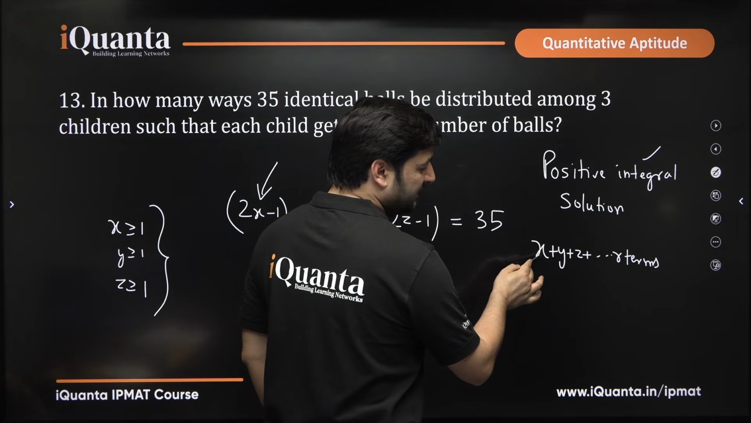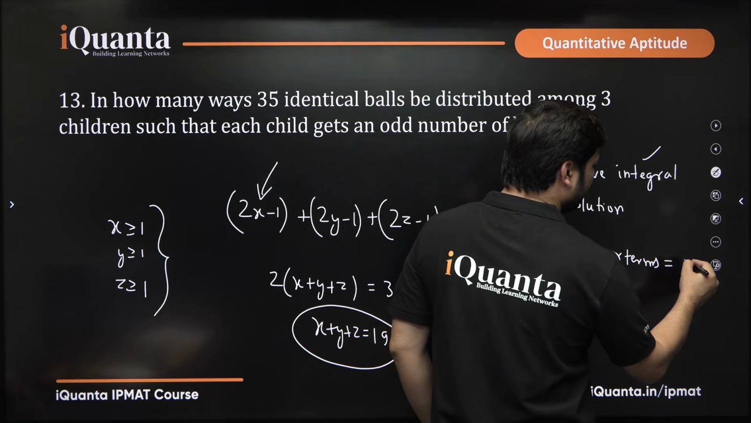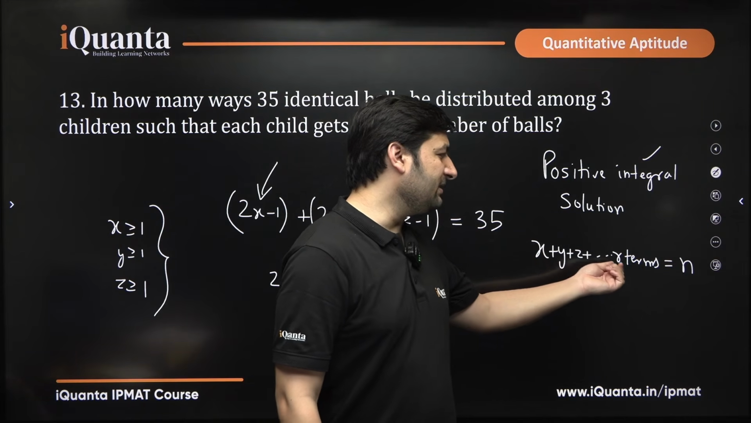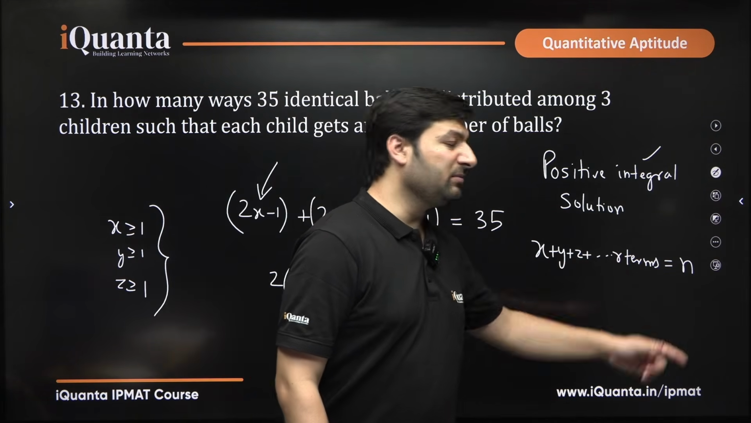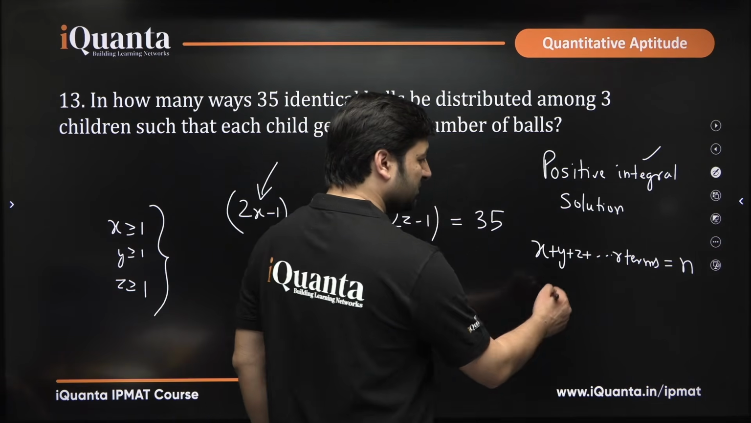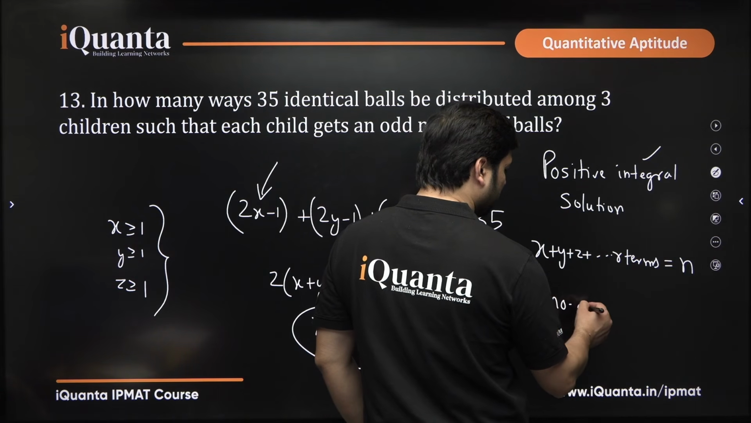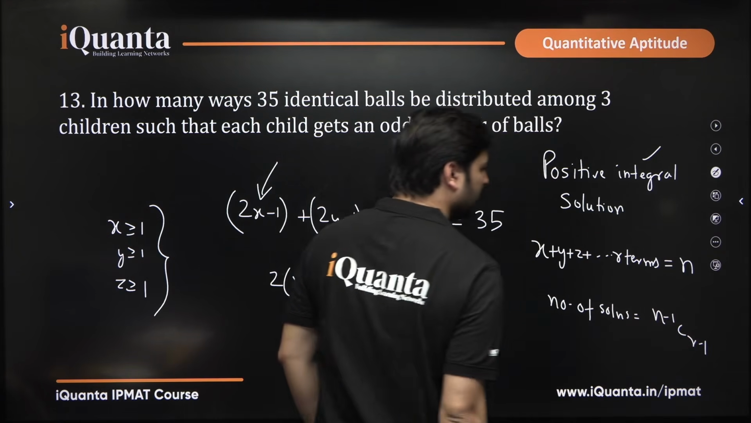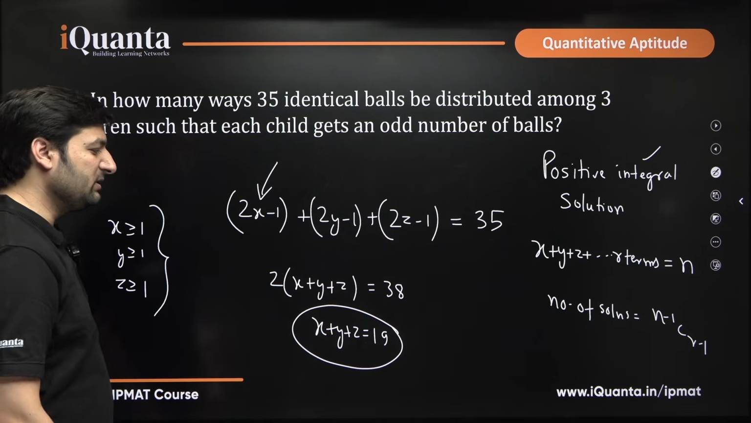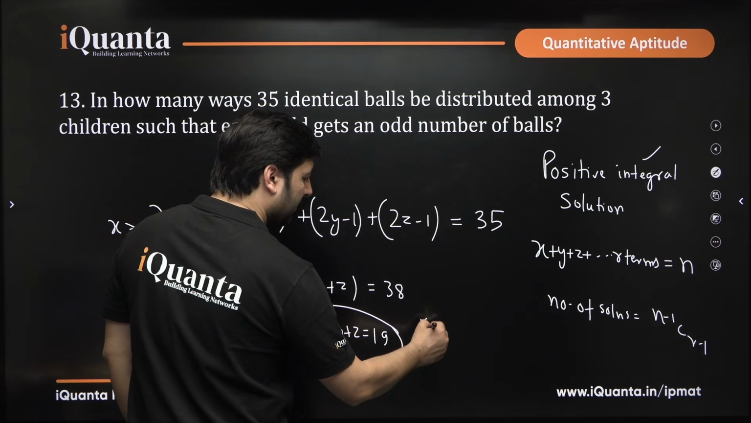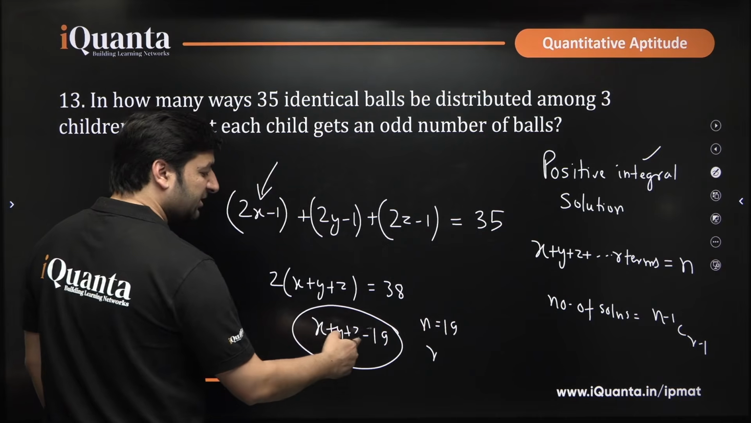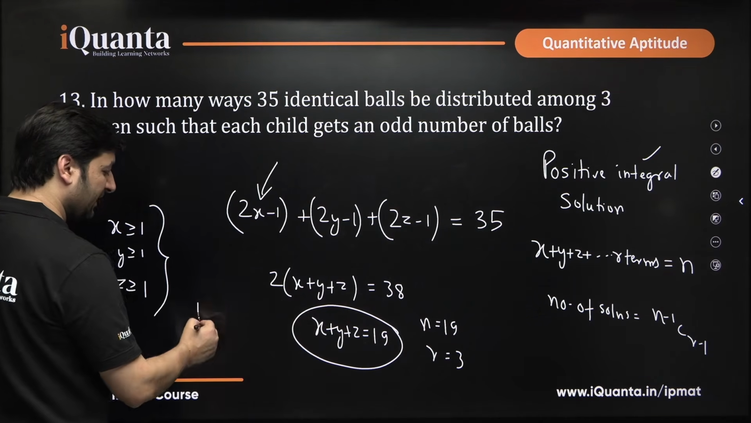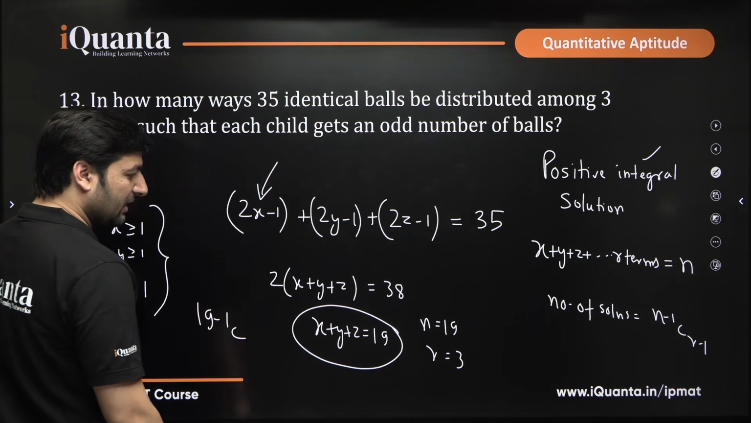Here x is a term, y is a term, z is a term, and their sum is given equal to n. If there is an equation like this where x plus y plus z till r terms are there and their sum is equal to n, and you have to write down their positive integral solutions, the number of solutions is n minus 1 c r minus 1. So what is n here? n is 19. What is r here? There are 3 terms, x, y, z, so 3. So simply put, the number of solutions will be n minus 1 c r minus 1.